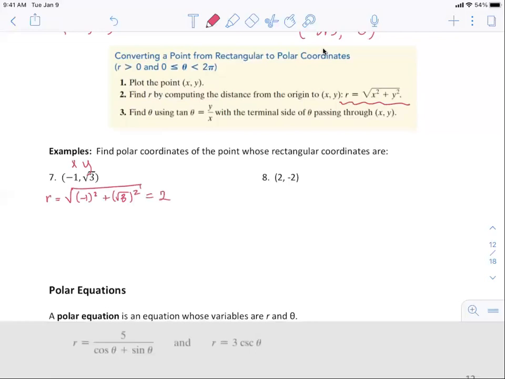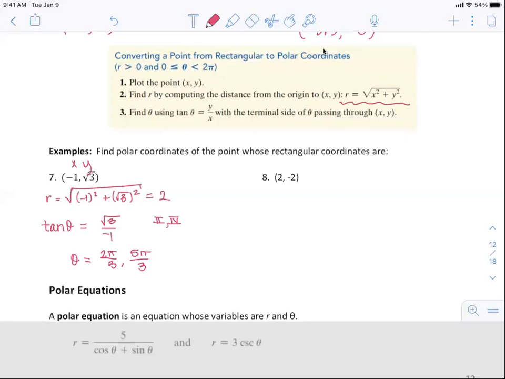So there's our radius. Now, to figure out theta, we know that the tangent of theta is equal to the square root of 3 over -1. Well, on the unit circle, there's two places where the tangent of theta is equal to negative square root of 3. Tangent is negative in both quadrants 2 and 4. So the two possibilities for theta are 2 pi thirds and 5 pi thirds.